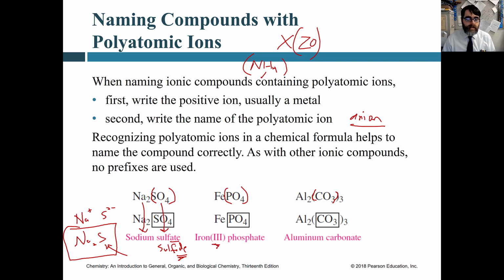Same thing comes into play with the transition metals. You still have to figure out their charges, and so the way that you figure out that one's iron 3 is the same as before. You just have to consider the whole polyatomic ion's charge.